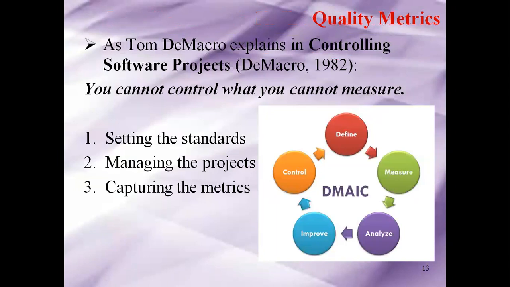So once you control, the defects will reduce. That is why we call the DMAIC cycle a very interesting cycle in terms of controlling software projects and in terms of measuring. So: define, measure, analyze, improve, and control.